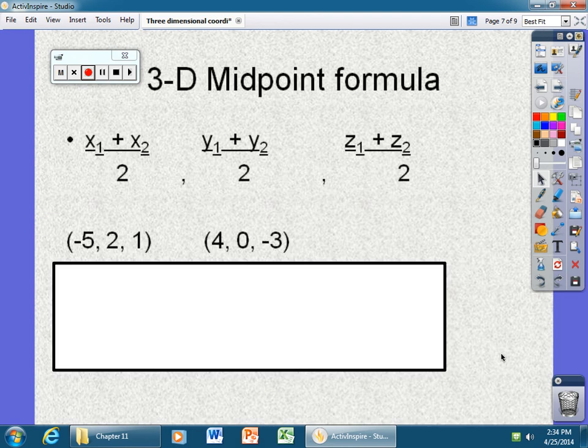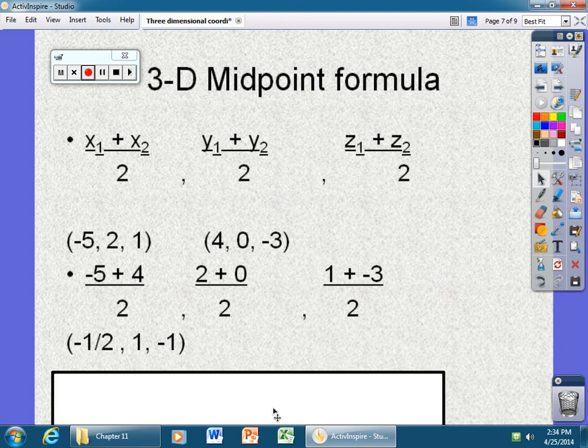Midpoint formula, exactly the same again, except I've got x, I've got y, and I've got z. So I just plug it all in. X, negative 5 plus 4 divided by 2. Y, 0 plus 2 divided by 2. And z, negative 1, or 1 plus negative 3 divided by 2. So that was the three-dimensional midpoint formula.